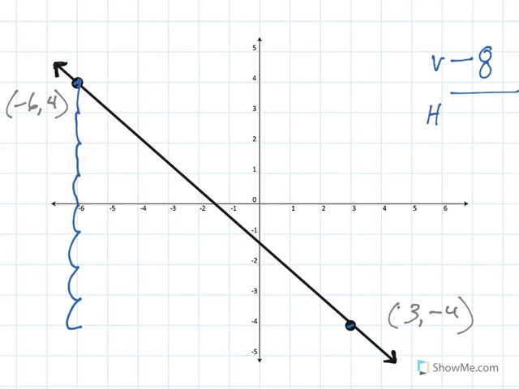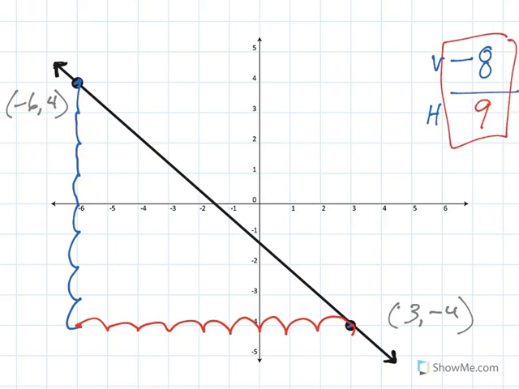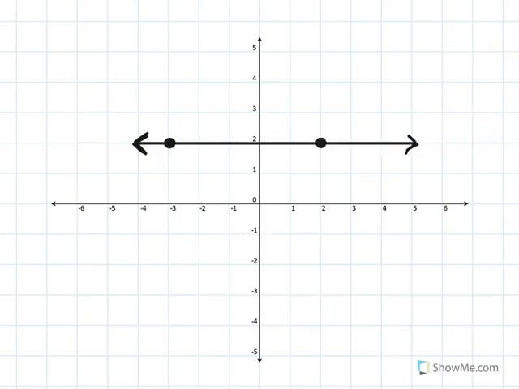My horizontal change, starting here, 1, 2, 3, 4, 5, 6, 7, 8, 9. So my slope would be -8/9. The change in the vertical over the change in horizontal. I am a big fan of actually drawing on the graph. If you just count and you try to go quickly, it's very easy to make a mistake, and we just want to avoid the easy mistakes. It always stinks when you know how to do a problem and then you make a silly mistake.